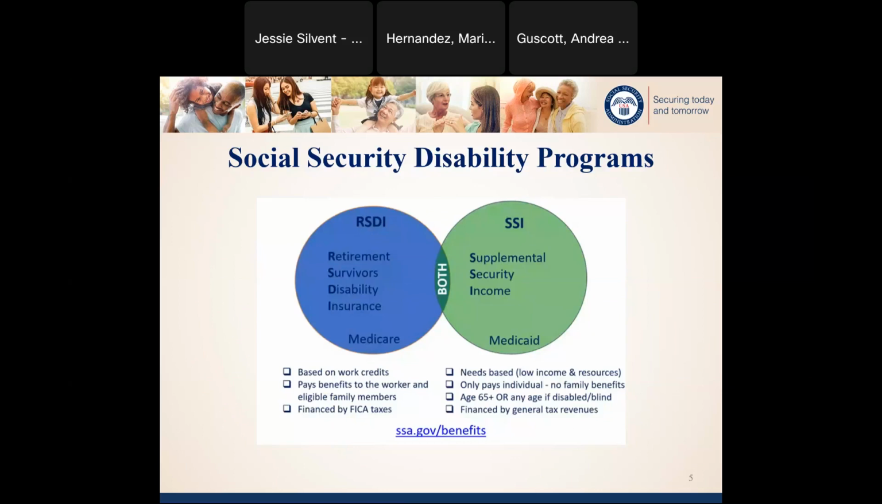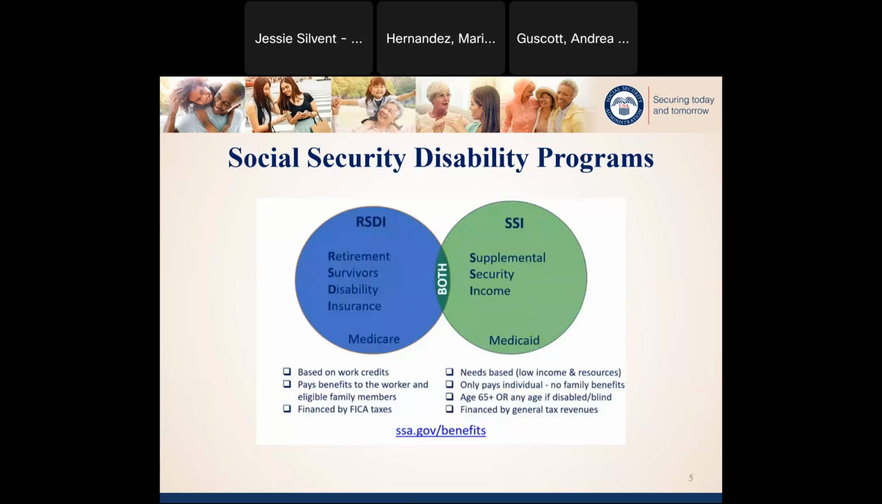Now, this program does not have a cap or limit to income or resources except earnings from work. Where SSI does, because it's a needs-based program. So any other income or resources someone may receive from other sources will impact their eligibility for that program. Now, after a beneficiary has been entitled to SSDI for 24 months, they then become eligible for Medicare Part A and B.